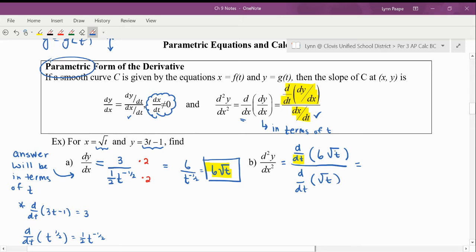So then let's do that. This would be t to the 1/2 power. So 6 times 1/2, so that'd be 3.